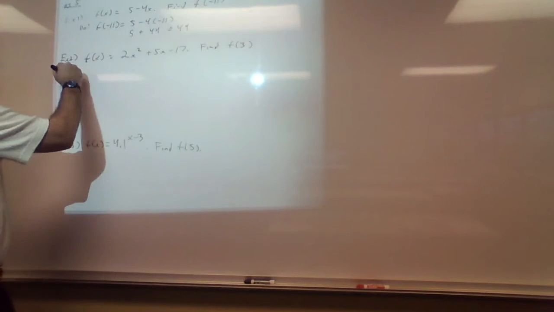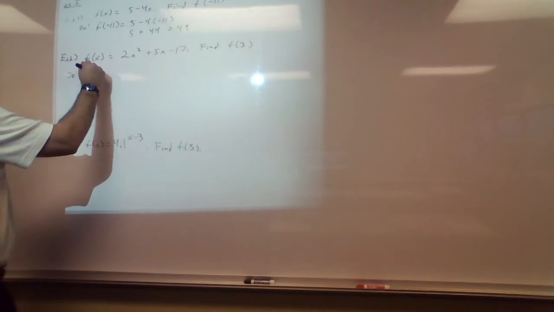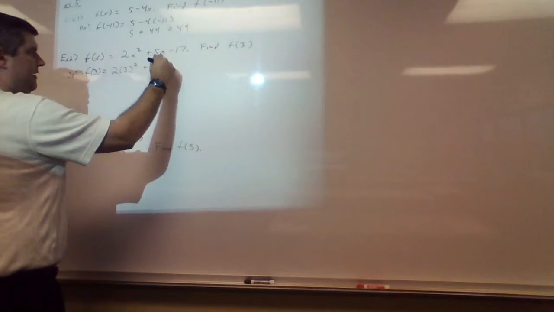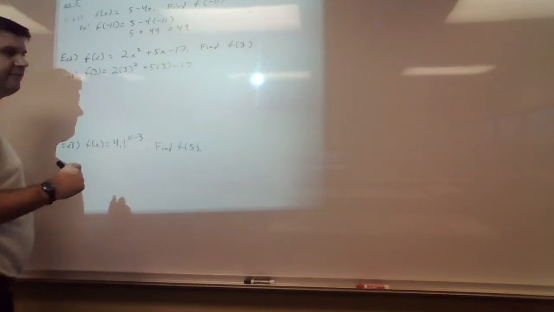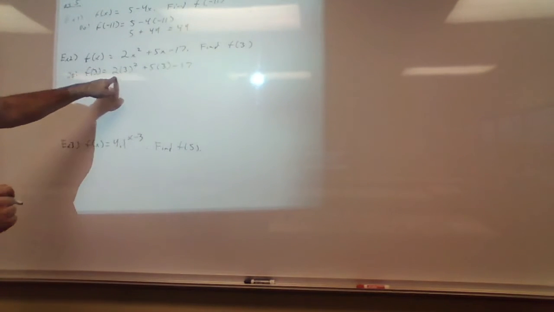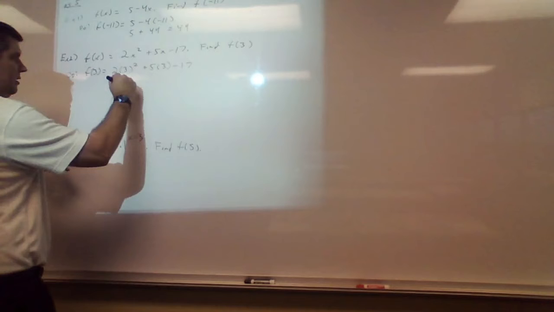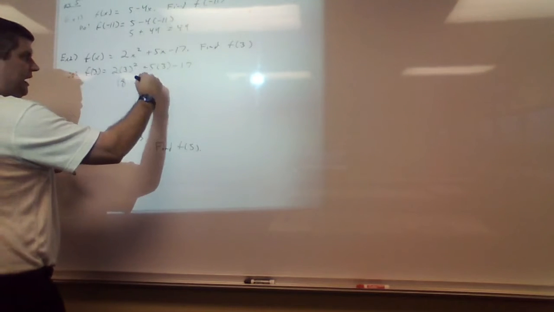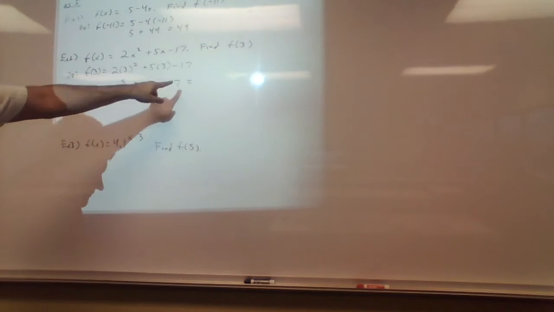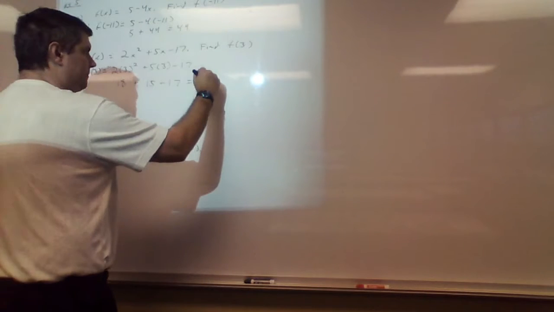This one, f of 3 would be 2 times 3 squared plus 5 times 3 minus 17. Well, 3 squared is 9. 9 times 2 is 18, plus 15, minus 17. 33 minus 17 is 16.